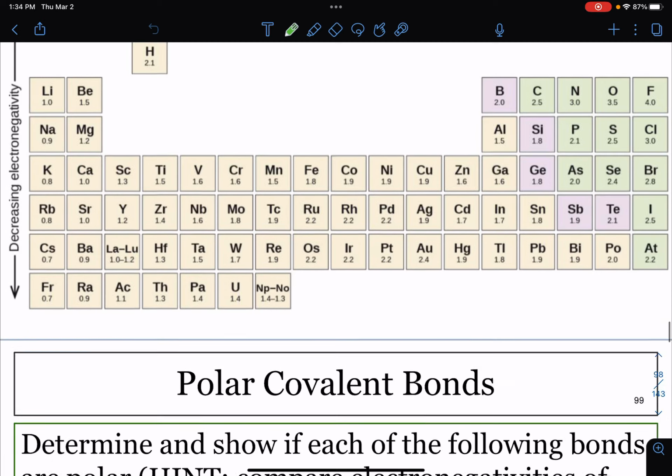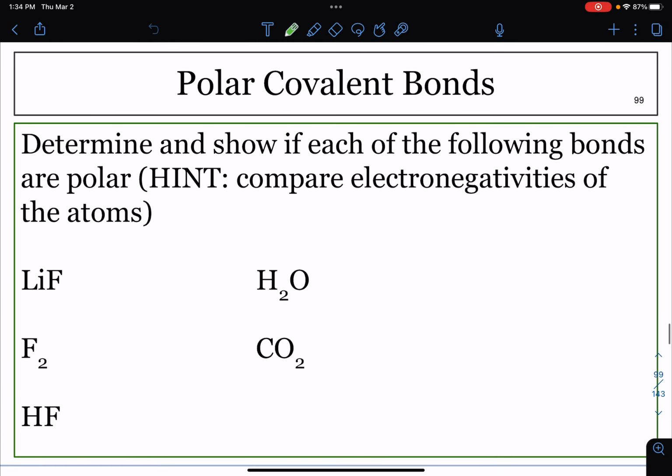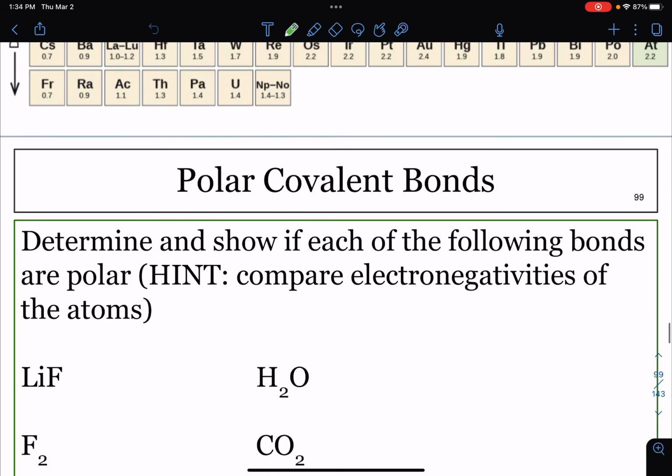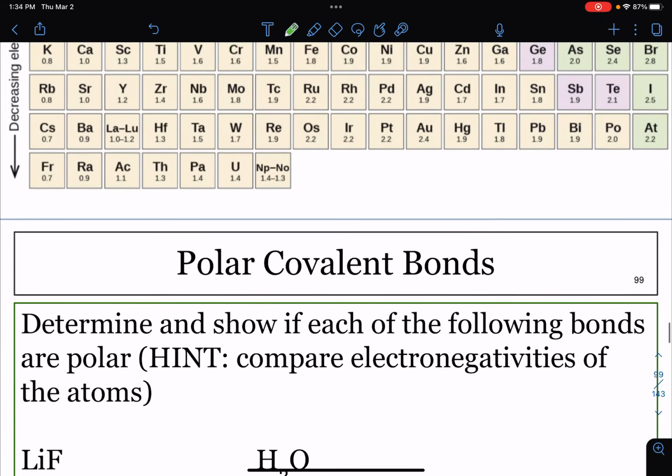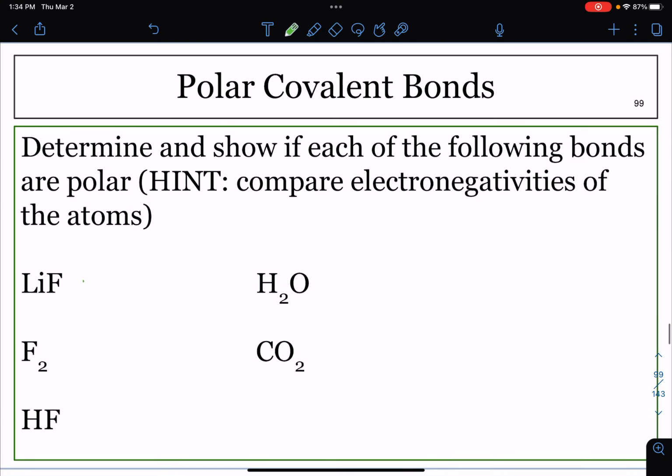Let's determine if the bond is polar or not by comparing the electronegativity numbers from the previous chart. So if we look at lithium and fluorine, we have a very large difference. We've got lithium over here and we have fluorine over here. We also know that when we have a metal and a nonmetal, then we have an ionic bond. So we don't really even call it polar anymore. It's so polar, it's ionic.